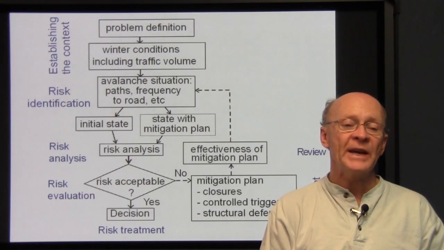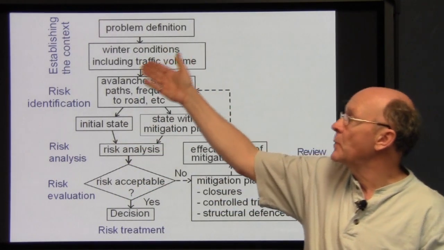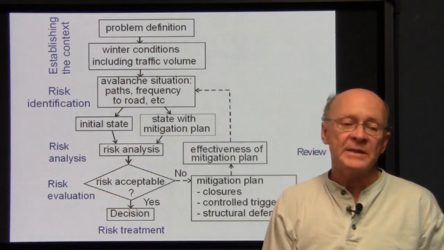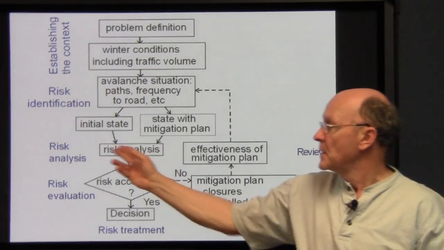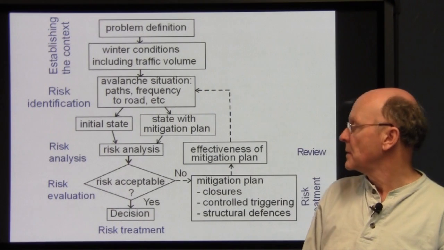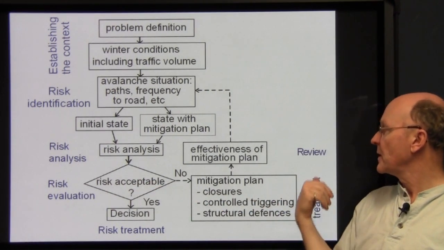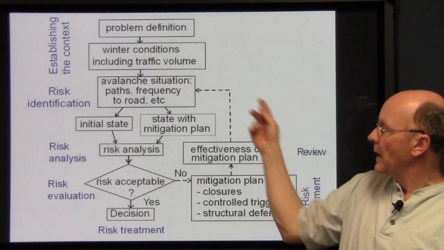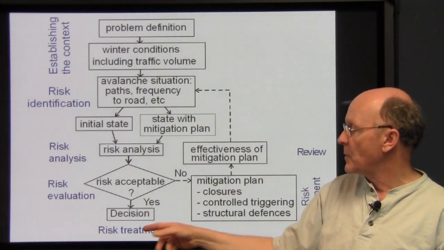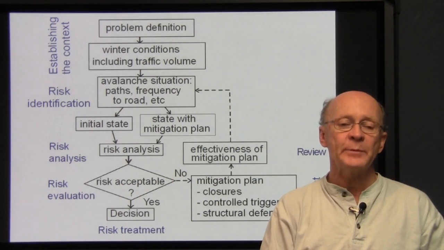ISO 31000 changes first and foremost some terminology that is obvious here. These first 2 boxes fall under establishing the context. This box here is considered risk identification. No change in terminology for the risk analysis. Here's the risk evaluation here. And then the mitigation plan is an optional risk treatment. We're going to review that and come back through and reassess and cycle through here until finally we come up with our final risk treatment in which the risk is acceptable.